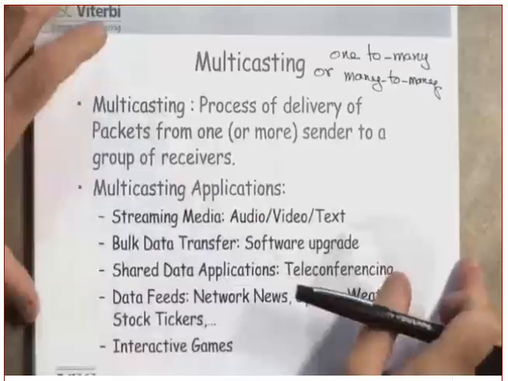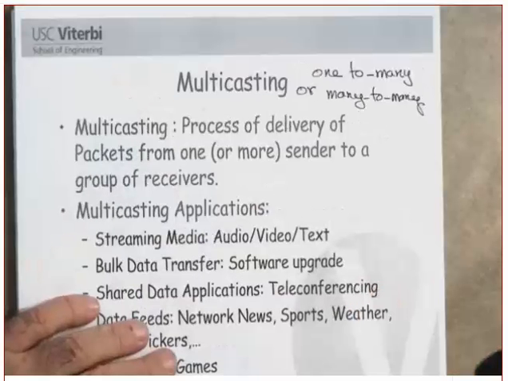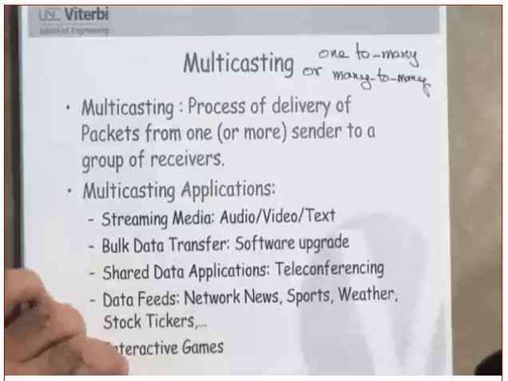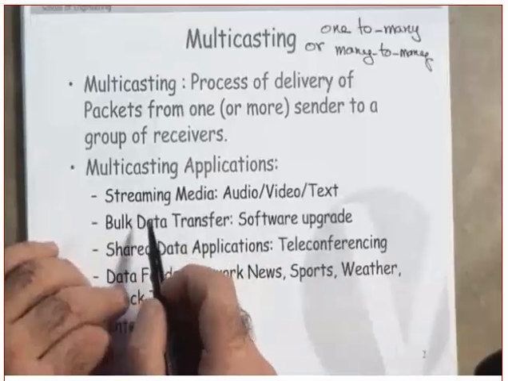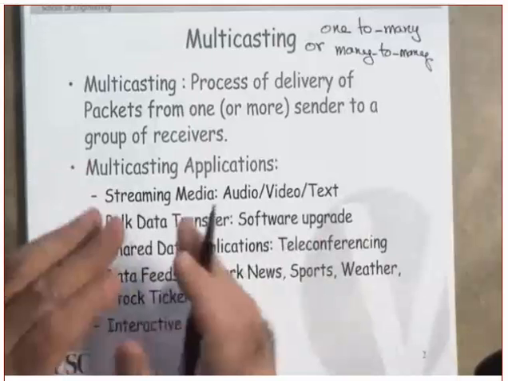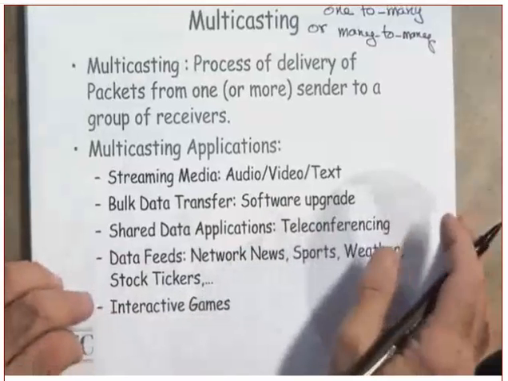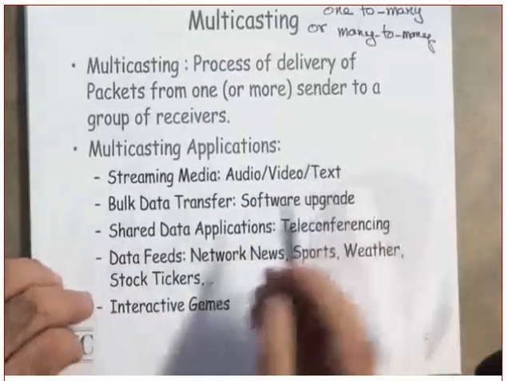For example, in applications that require teleconferencing or video conferencing, we have many to many. They exchange information among themselves. If you are playing interactive games over the internet with a group of friends, this is also many to many. If you are sending network news, sports, weather, stock tickers, and so on, this is one to many: a provider providing all of these services to many.